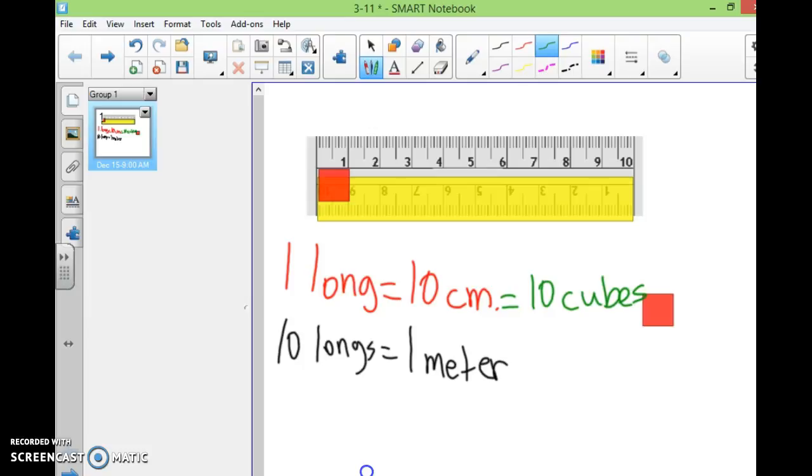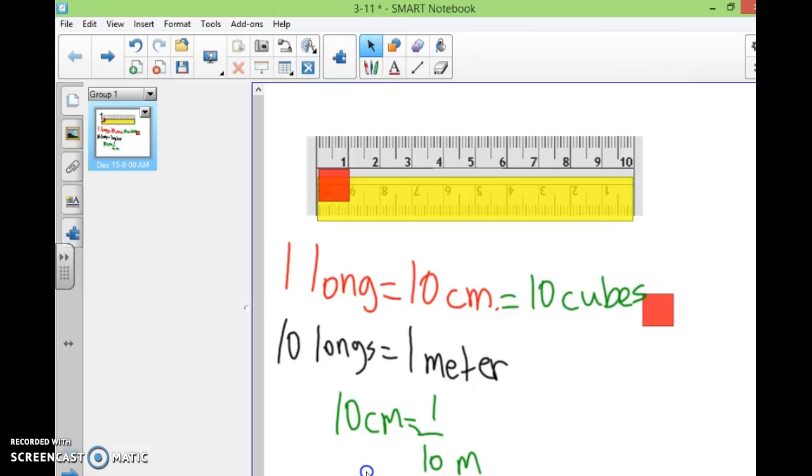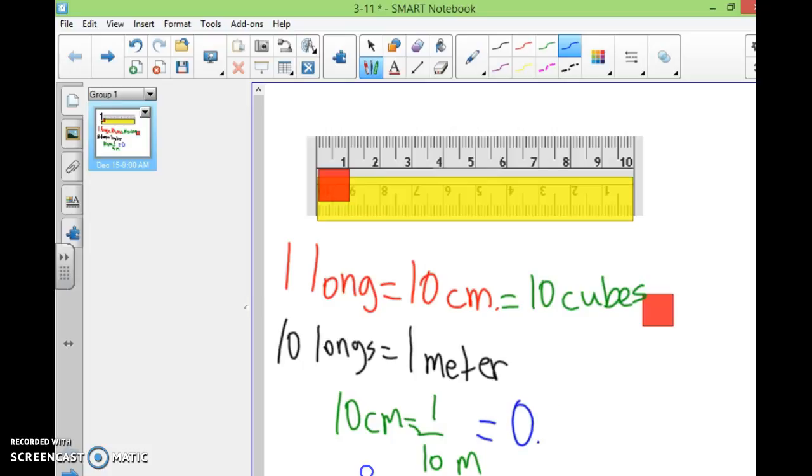So we're thinking about this as like a fraction or decimal. So if 10 longs is 1 meter, then 10 centimeters is 1/10 of a meter. So, Mrs. Schneck, do you know how we would write that as a decimal? We would write 1 with a decimal, 1.1, 1/10. You're close. Are you saying no, it's 0? Sorry. Got it. Yep. 0.1. Okay. We write that as 0.1.